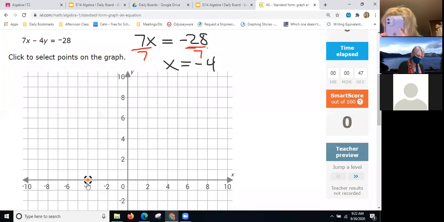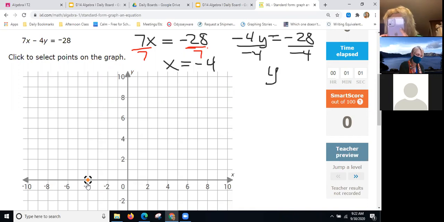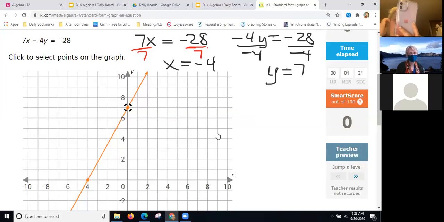Then my other equation says -4y is equal to -28. So now I'm using the y coefficient, divide by -4, and y is equal to +7. So then I click on +7 on the y. So when you're dividing by the coefficient of the x, that goes on the x-axis. When you're dividing by the coefficient of the y, that goes on the y-axis.